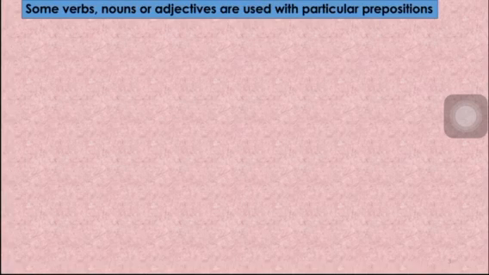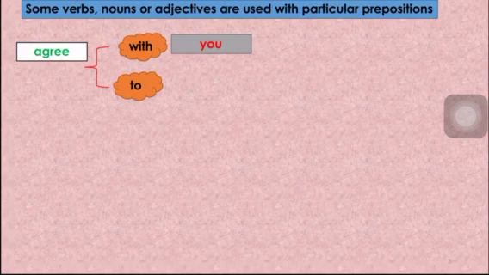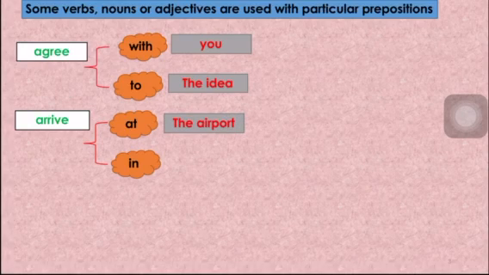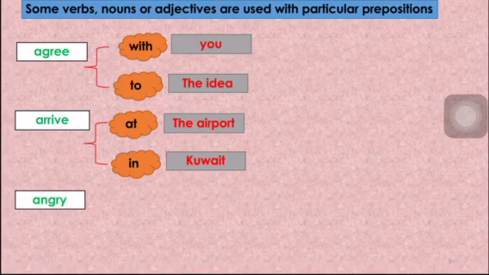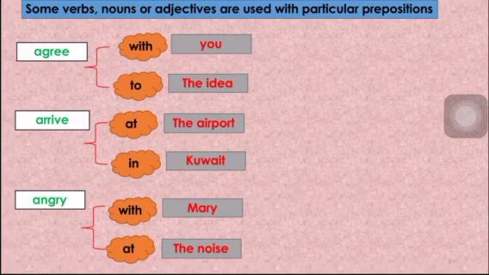We have some prepositions related to particular nouns and adjectives, like agree. We use agree with and agree to. Agree with someone: agree with you, agree with Muhammad, agree with Nuha, and agree to the idea, agree to something. Arrive is followed by at or in. We can say arrive at the airport, arrive in Kuwait. So at for small places and in for big places, like countries, cities, and so on. Angry is followed by with and also at. You are angry with someone. Angry at something: I'm angry at the noise.